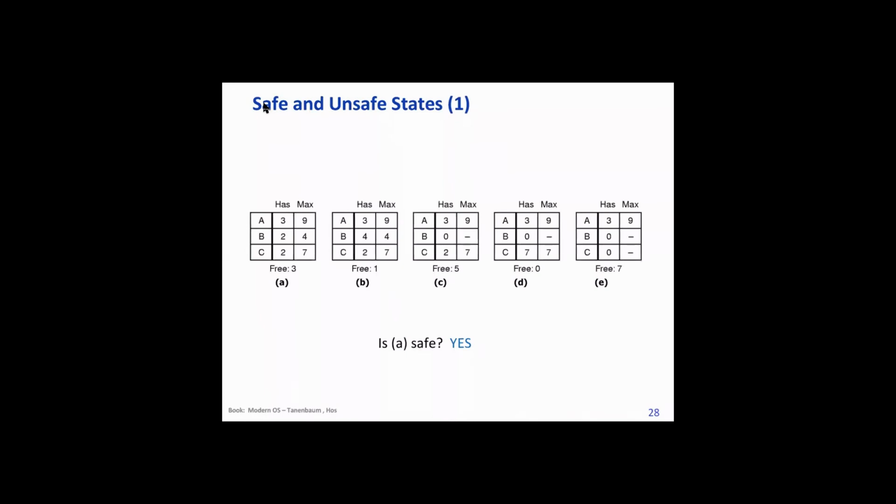First granted to B, so it meets the need of this one, and then 4 are available. 4 plus 1, 5 are available. These 4 are released from here, and 1 is here. So then granted to C. It will then get all 7. It will also release, and then finally this can execute. All right. Any question?